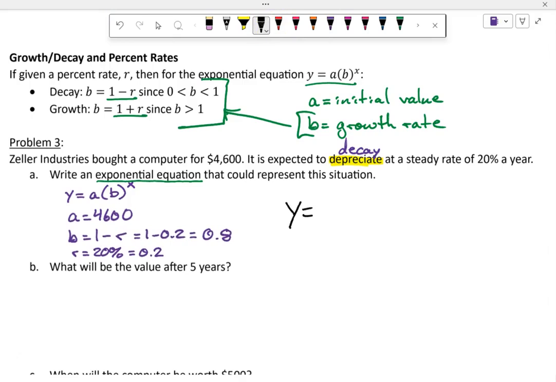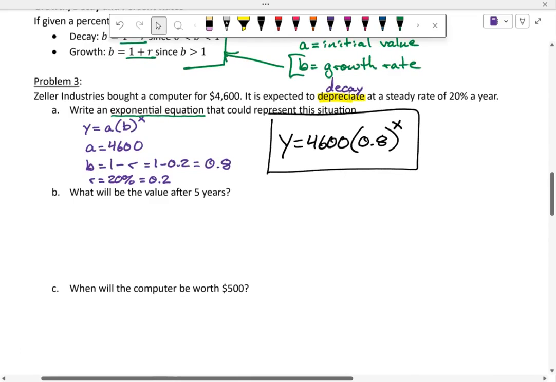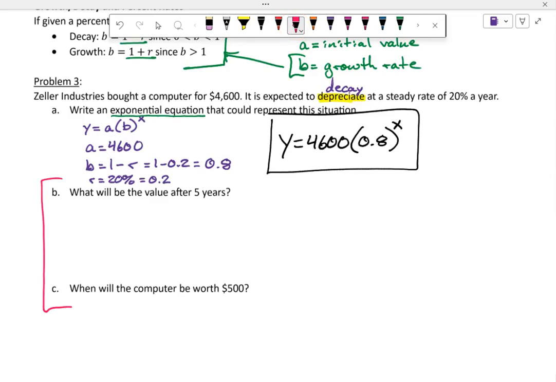Let's try it out. Y equals what? 4,600 times 0.8 to the power of x or t or whatever variable you want to use. Sometimes on this one we would use t because we're dealing with time, but you can put x as well. That's fine. All right, there's our equation. I want you to do part B and part C. Part B, what will be the value after 5 years? And part C, when will the computer be worth $500? So go ahead and find each of those, please.